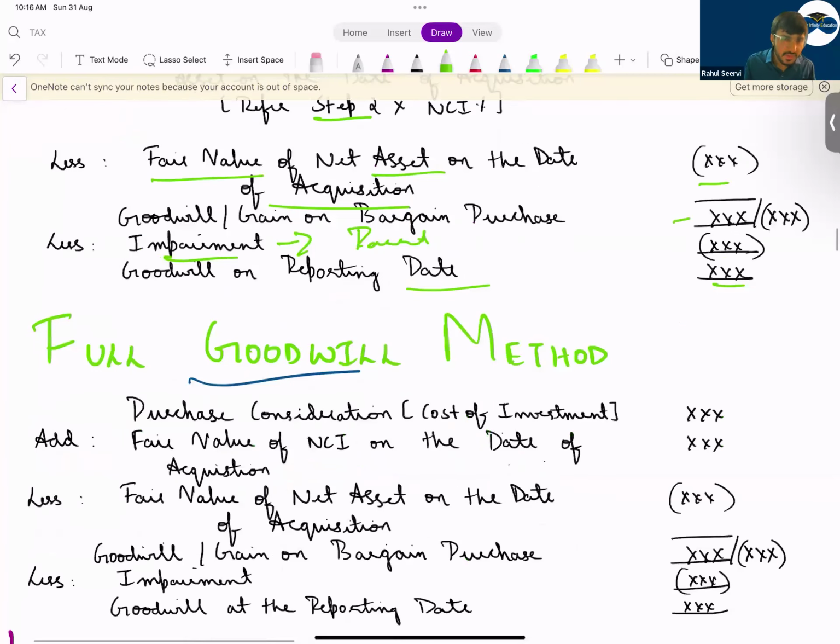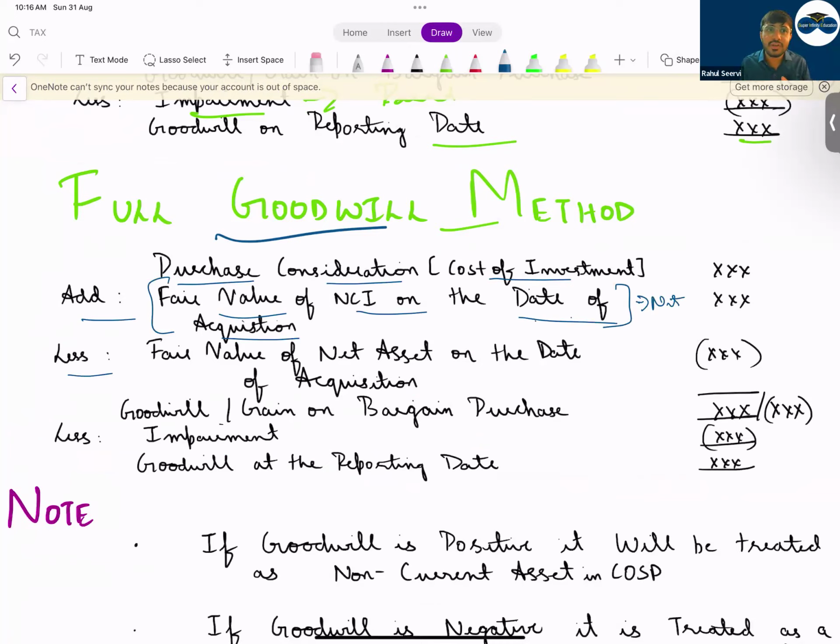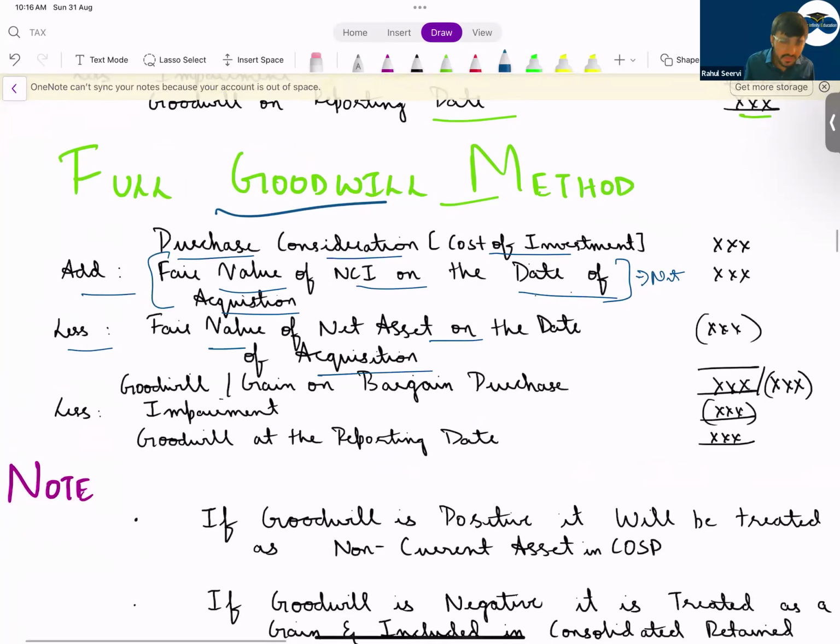Then the full goodwill method. In the full goodwill method, what will happen, sir? So purchase consideration, cost of investment, add the fair value of the NCI on the date of acquisition, less what. Now here you should take fair value. Here you should not take the net asset calculation. This net asset will not take into consideration the market factors. Understand that. Less fair value of the net asset on the date of acquisition.